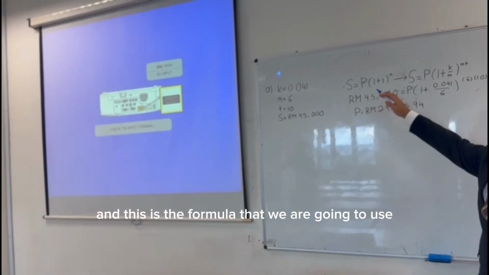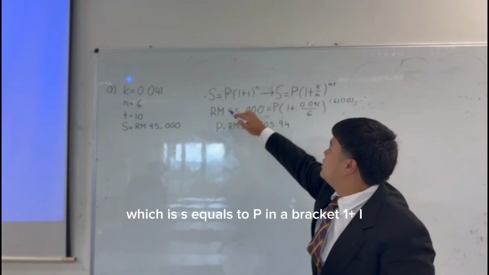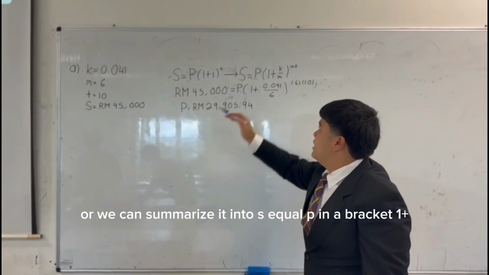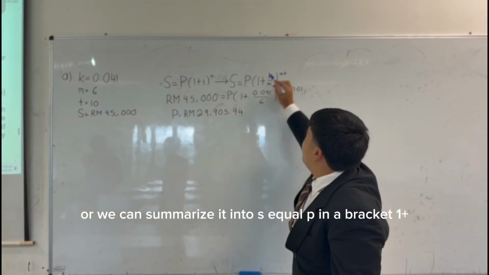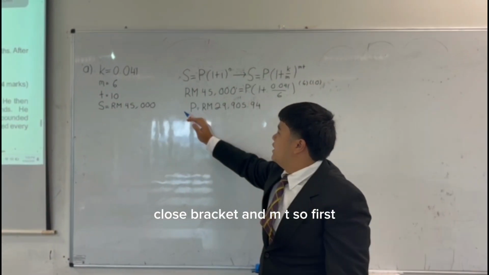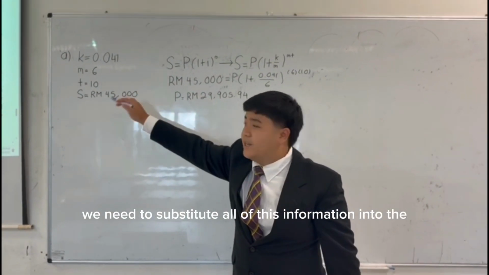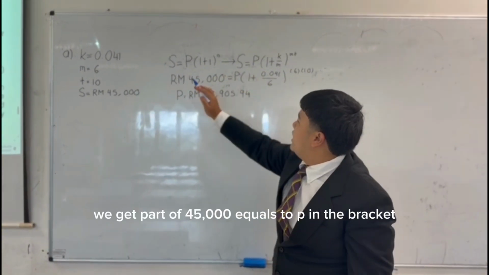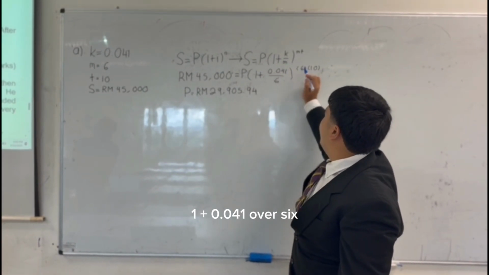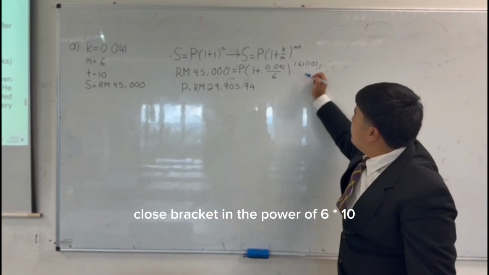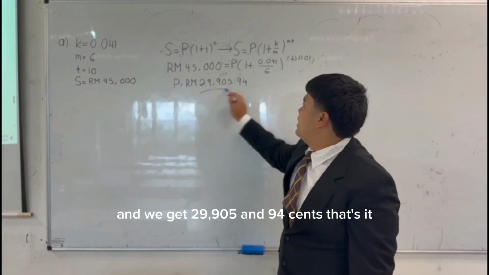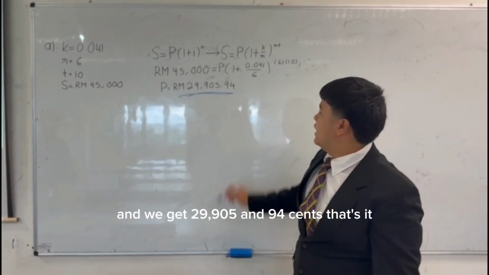And this is the formula that we are going to use: S equals P(1 + i)^n, or we can summarize it into S equals P(1 + K/M)^(MT). So first we need to substitute all of this information into the equation. We get 45,000 equals P(1 + 0.041/6)^(6 × 10). Then we use shift solve on the calculator and we get 29,905.94. That's it.